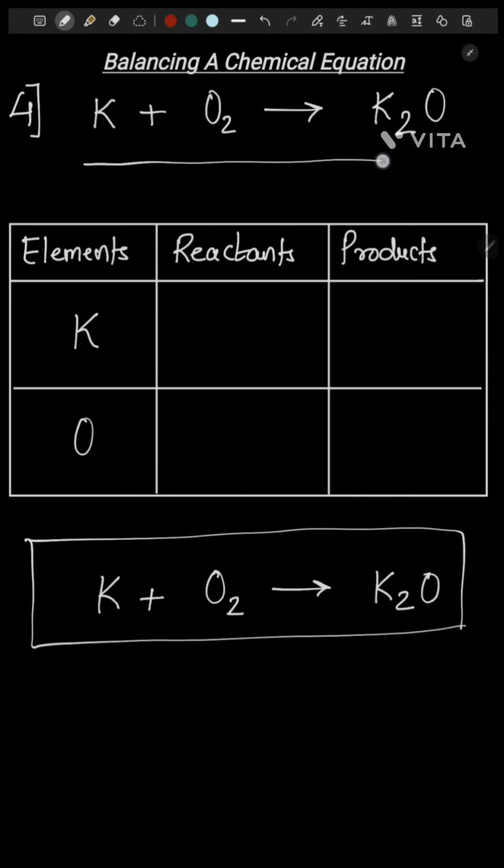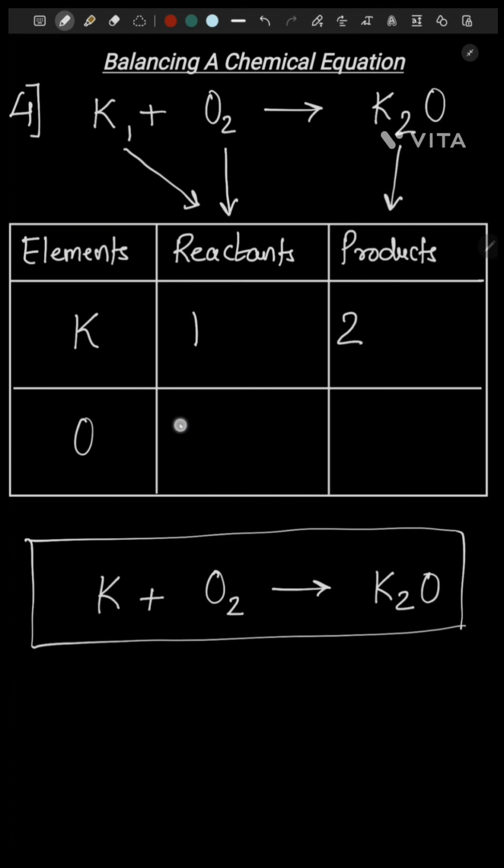Now we have potassium. Let's check whether the given reaction is balanced or not, and if not, then how are you going to balance this? So first of all, we are going to write the element involved. One of this is potassium and the other one is oxygen. Now we are going to write the number of atoms. So on the reactant side, the number of atoms of potassium is 1, and on the product side, the number of atoms of potassium is 2. Similarly, we'll also write for oxygen.